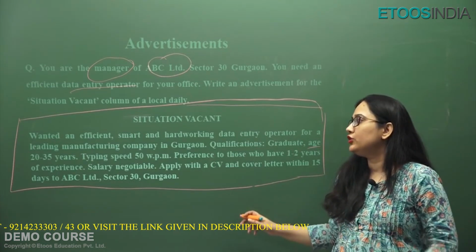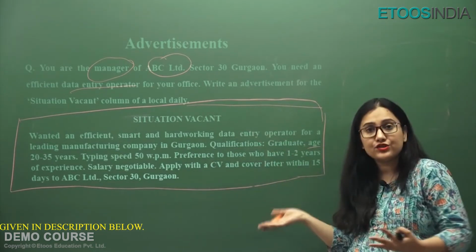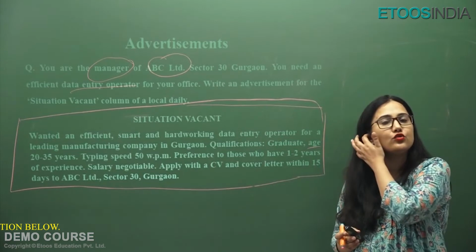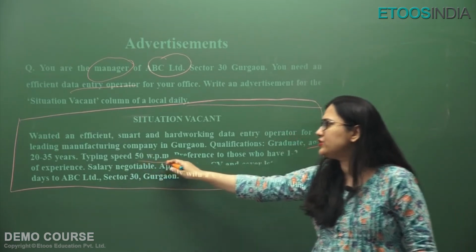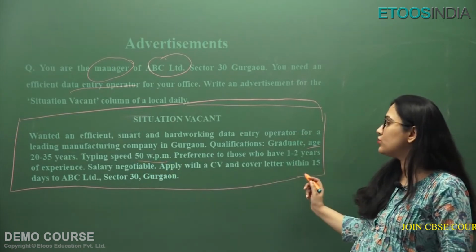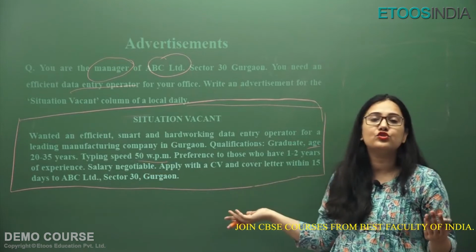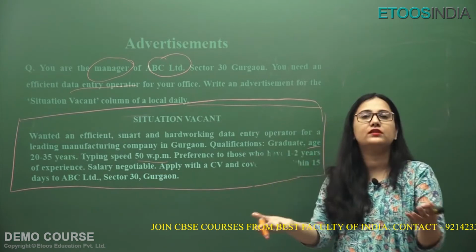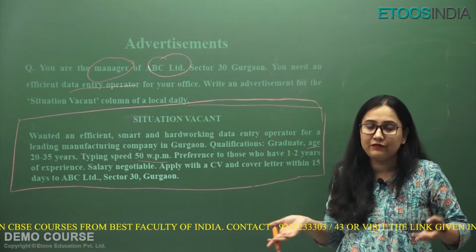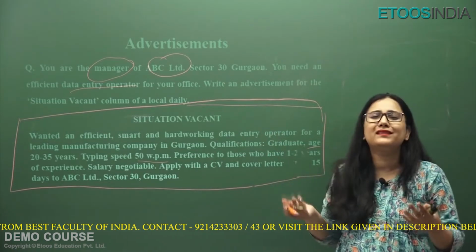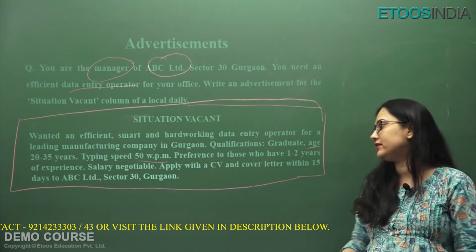And because it is a data entry job, you can give some additional information here, that he should have a good typing speed. So here it's written what the typing speed should be. Preference to those who have 1 or 2 years of experience. Salary negotiable: you can very well mention the CTC, the annual pay package, if you want to, but you can also write salary negotiable, meaning the salary can be discussed later.